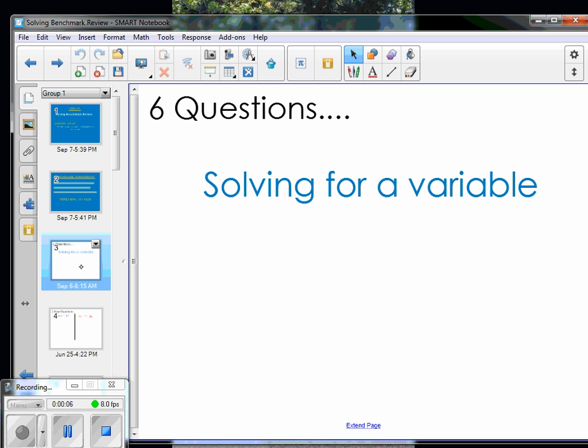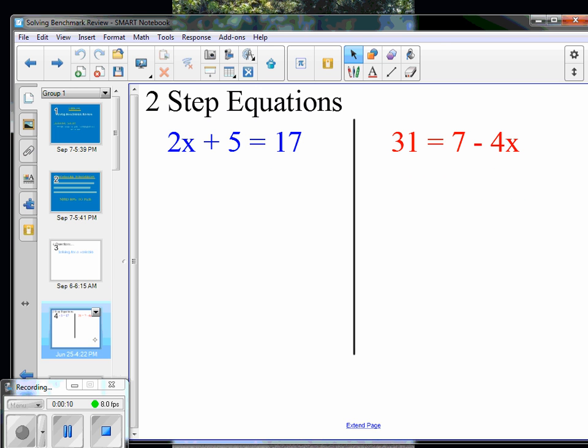We're going to start with the 6 questions that are at the top of your benchmark, and the first type is going to be two-step equations. We're going to solve both of these, and then you're going to try one on your own.